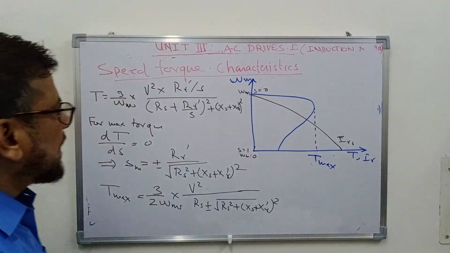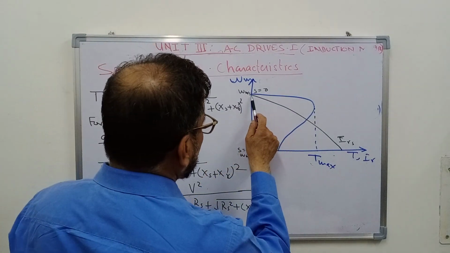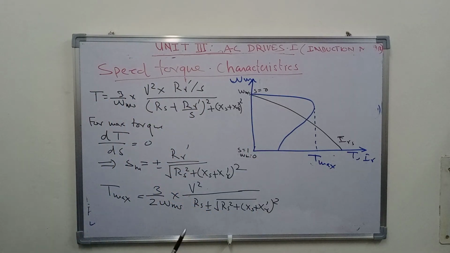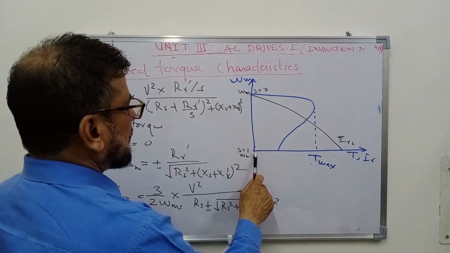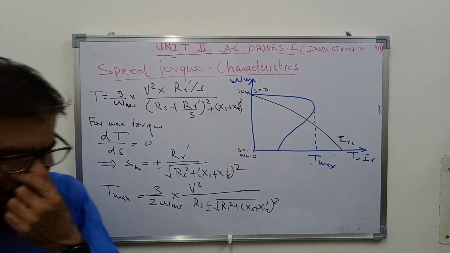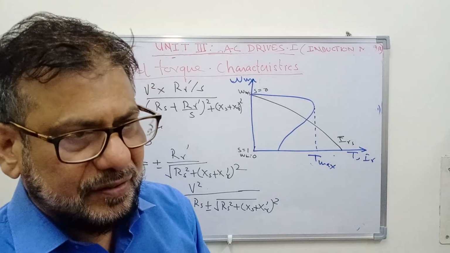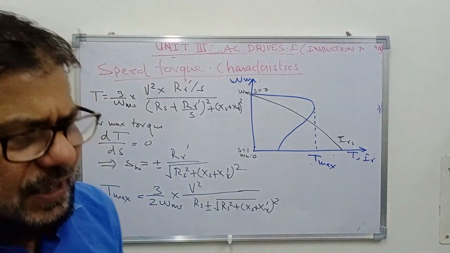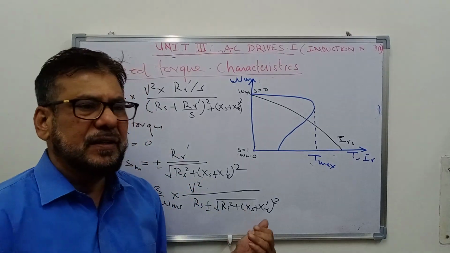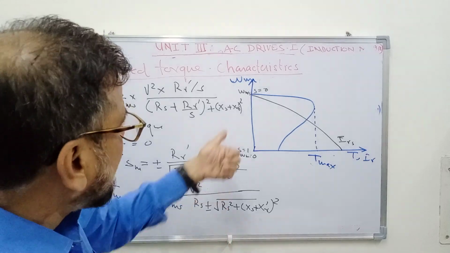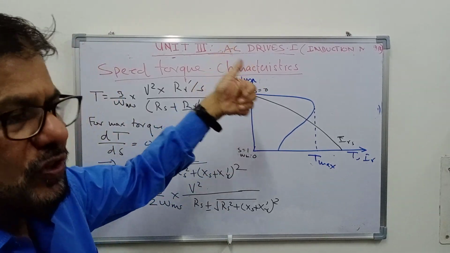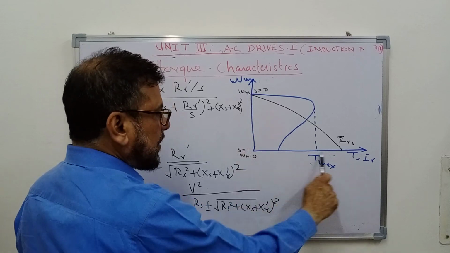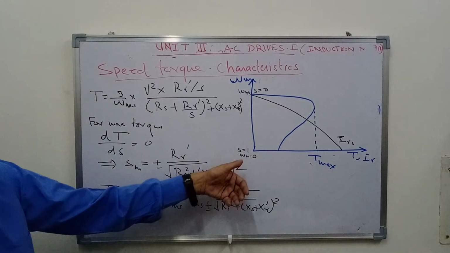You can see that when the slip is equal to 0, that is, when the speed is equal to synchronous speed, the torque comes out to be 0. You know that whenever the rotor speed is equal to synchronous speed, the current is 0 and no torque is developed. So at no load, very close to synchronous speed, that is slip equal to 0, both rotor current and torque are equal to 0.